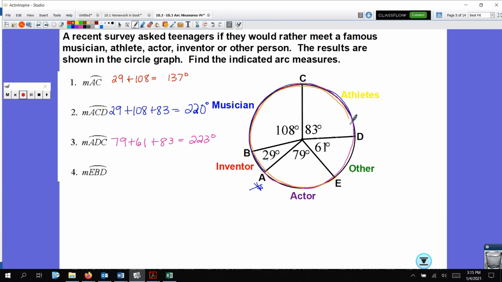all the way around to D. So it's really like the whole circle minus the other. Okay, so I could take 360 minus 61 here, and that will give me the answer. And then I don't have to add up all those numbers. 360 minus 61 gives me 299 degrees. That's not terrible, but that's using the addition of the arc measures, okay?